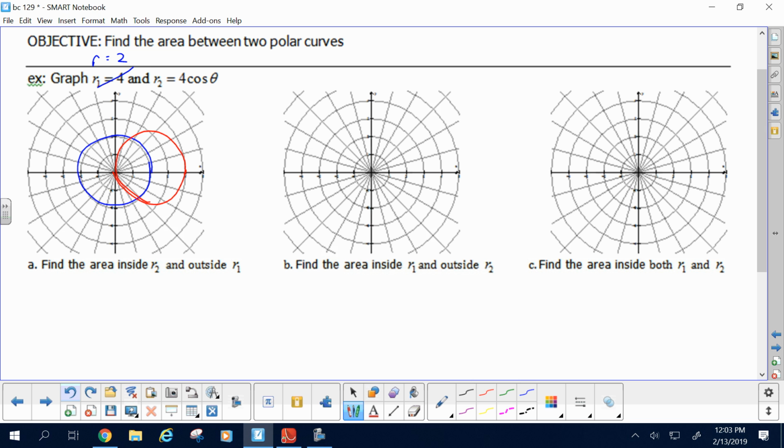Now that said, when you do x and y, you do rectangles and they're either horizontal or vertical. It's important in polar that you realize you're not talking rectangles, you're talking either triangles or sectors, depending on how you look at it. The formula is dependent on you drawing sectors out from the origin, little slices or wedges out from the origin.